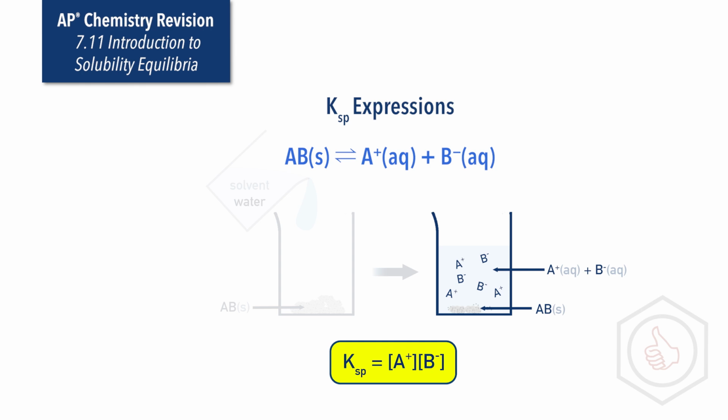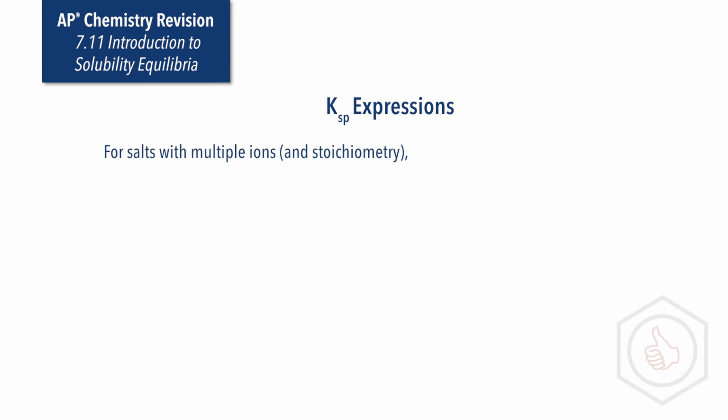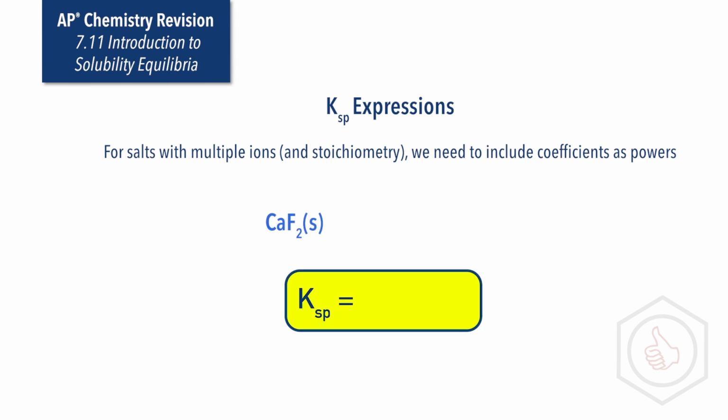For salts with multiple ions of the same type, we need to include coefficients as powers in the expression. For example, calcium fluoride, CaF2, would have a KSP expression of KSP equals concentration of Ca2+ times concentration of F- squared. This is because if we look at the equation for the dissolution of calcium fluoride, we see CaF2 goes to form Ca2+ aqueous plus 2F- aqueous. The 2F- aqueous needs to be reflected by squaring the concentration of F- in the KSP expression.